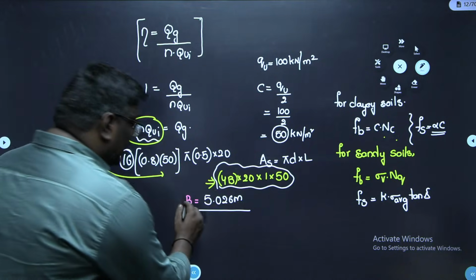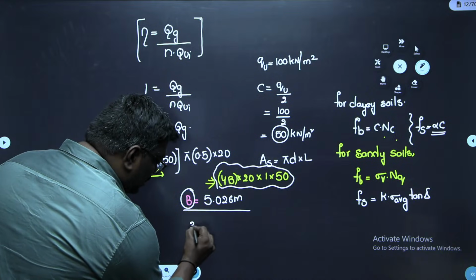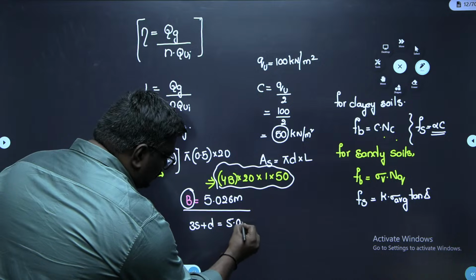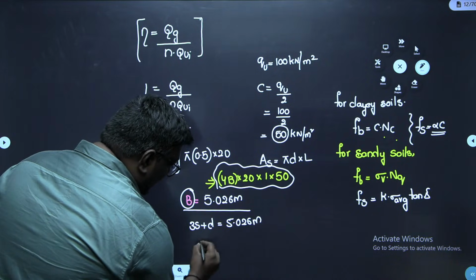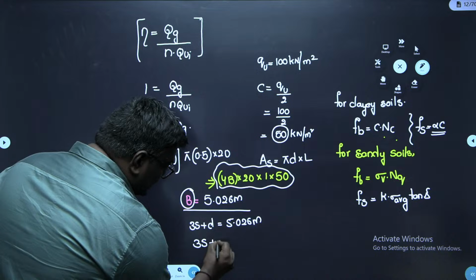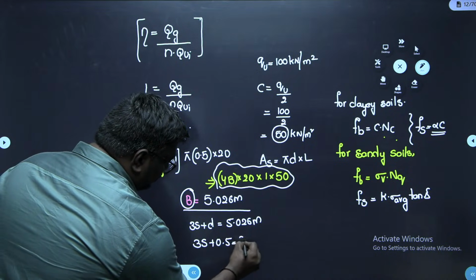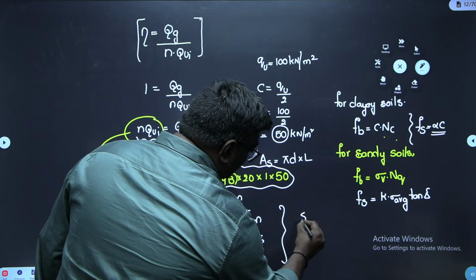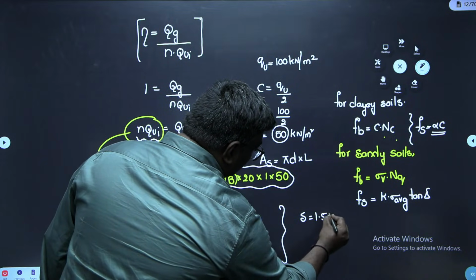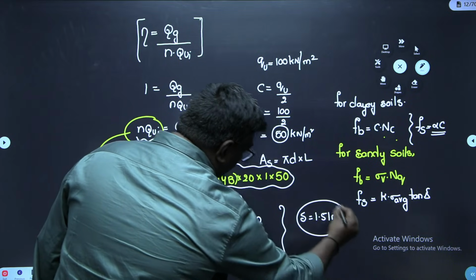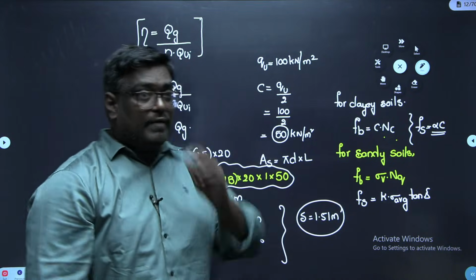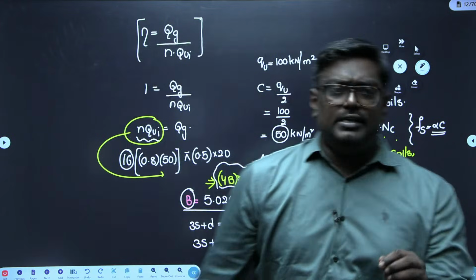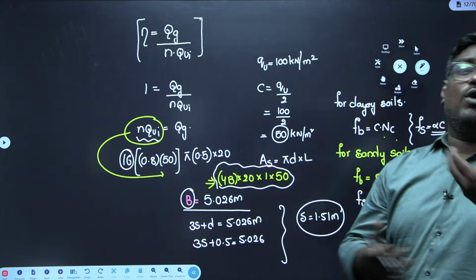So when I talk here, width is nothing but equal to 3S plus D is equal to 5.026 meter. And here the diameter of the pile is 0.5 meter. So if you solve this, my dear students, you will get a spacing value as 1.5 meter. Got it, sir? You will get a value of how much? 1.5 meter.